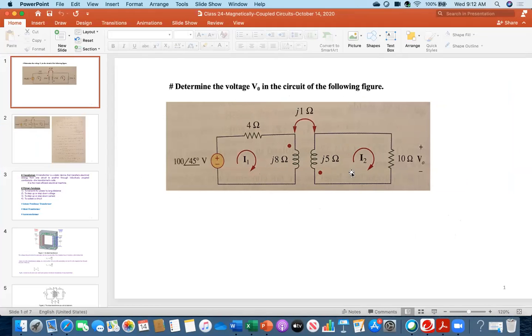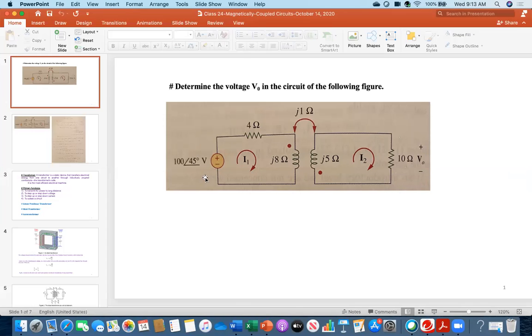If you see the circuit, this is a magnetically coupled circuit. Here is that V naught. You have to calculate the V naught across the 10 ohm resistor. So if you can find this I2 current that is indicated, then that current multiplied by 10 will give you the V naught. That you have to do.